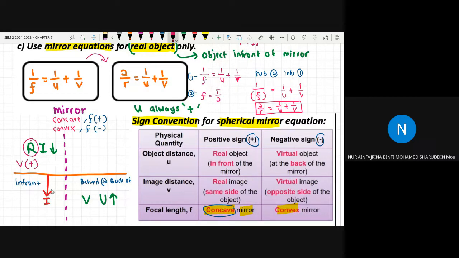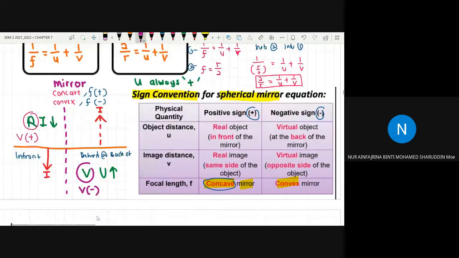Sekarang, bila you dapat image you back of mirror, behind mirror, image yang you akan dapat adalah virtual and upright image. So bila dia virtual, VU adalah negative. Your image distance in front of mirror positive, image distance behind mirror adalah negative.